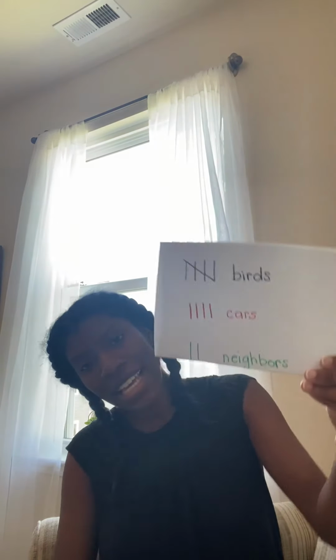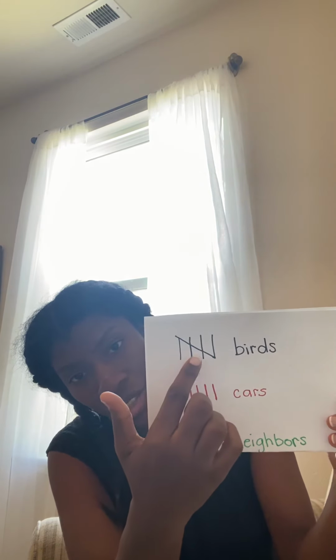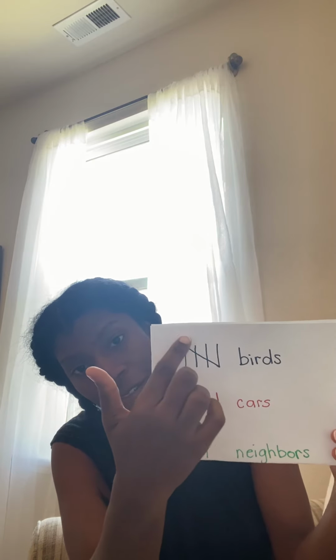So today I went outside and I saw a lot of things, and so I thought it would be a good idea for me to use a tally mark, which is a line, to represent how many things that I saw. So I saw birds, I saw cars, and then I live in a neighborhood, so I saw neighbors as well. So I made a tally list of how many of each thing I saw. So here for birds, I have 1, 2, 3, 4, 5. 5 lines. So I saw 5 birds.